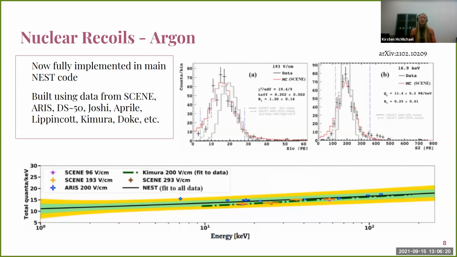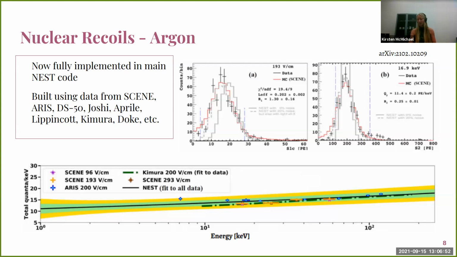So recently, NEST has also shifted its focus from just xenon to now also argon modeling. The argon nuclear recoil model is now fully implemented in the main NEST code, and it's available if you download the most recent version of NEST. It's built using various data sets from SCENE, ARIS, DS50, and others. On the bottom plot, we see total quanta versus energy, and we're seeing NEST in the black line fit to the data, and it is once again fitting the data very well.